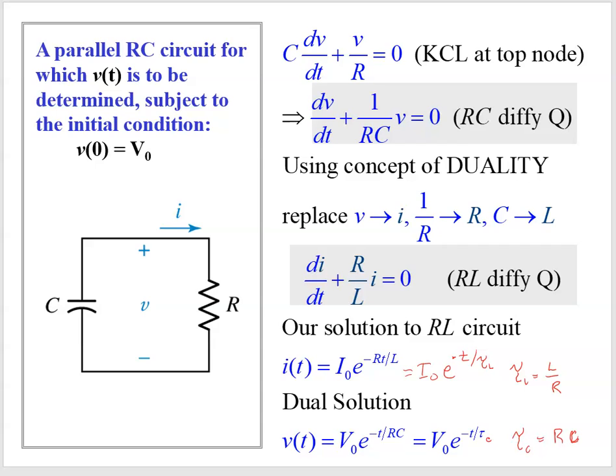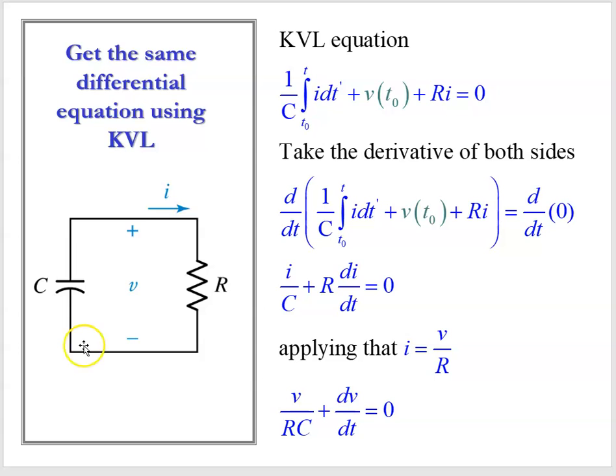We could also look at this circuit, instead of taking the KCL equation, we could do a KVL around the loop. So if we go around this loop in the direction of the current, we get the voltage across the capacitor, 1 over the capacitance, integrating from our initial time to time t of the current dt. Then we add back in that initial voltage. And then as we go through the resistor, we get plus IR, that's equal to 0. So there's our KVL equation.